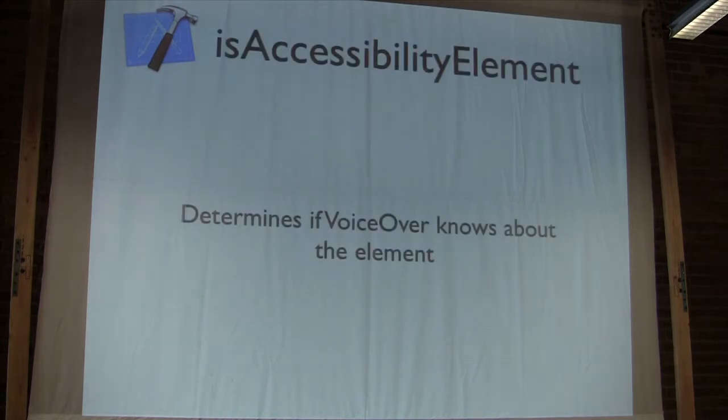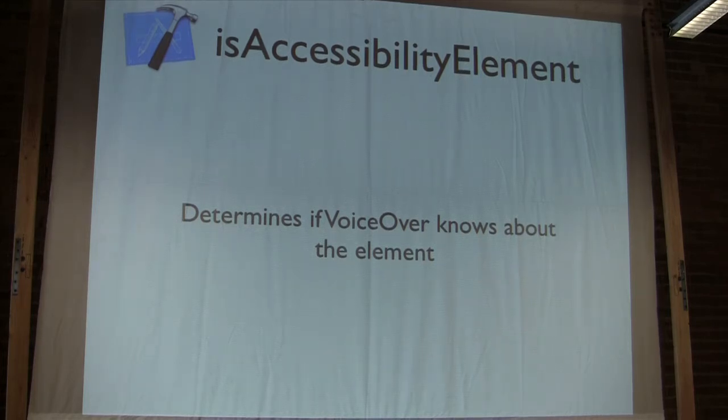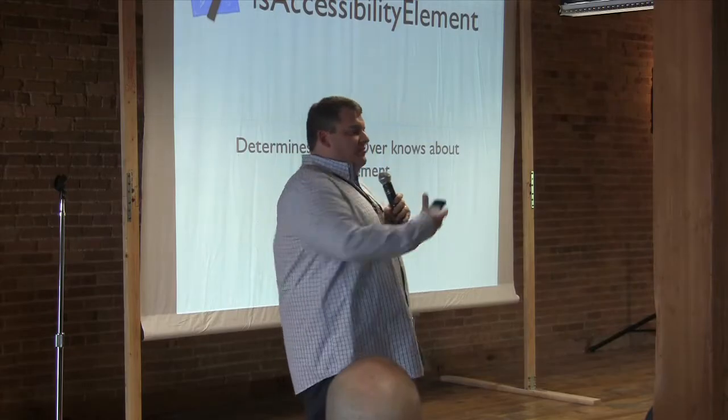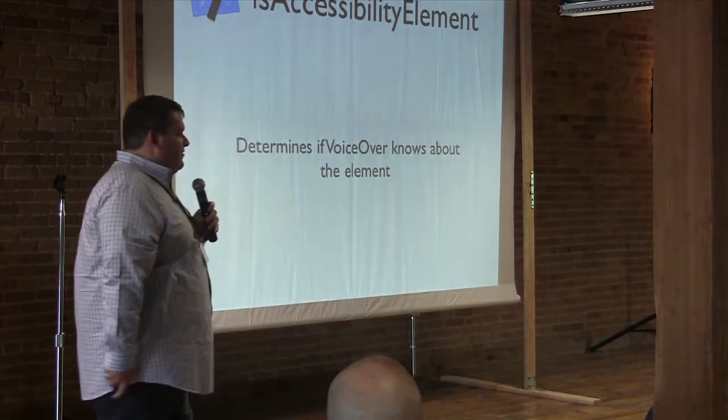Is accessibility element. Basically what this property does is it tells VoiceOver that a control exists. It's a Boolean property, and if it's set to yes, VoiceOver knows that it needs to worry about it. If it's set to no, that control might as well not even exist as far as VoiceOver is concerned. It just doesn't know it's there. And so what we find is that if we want a control to be usable by the VoiceOver user, we need to make sure that that control has its is accessibility property set to yes.